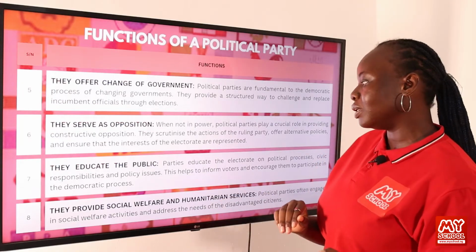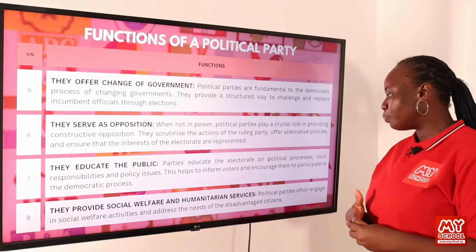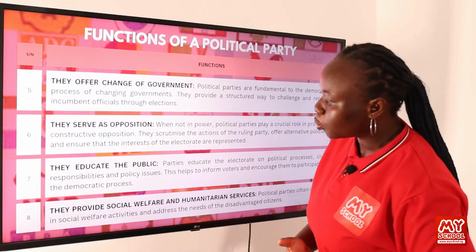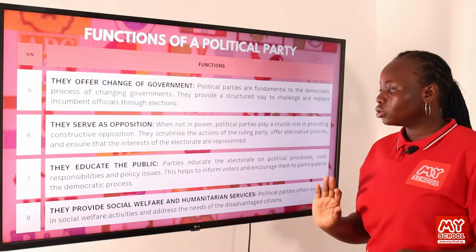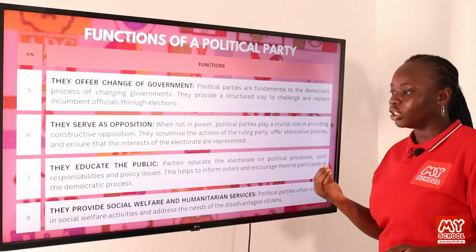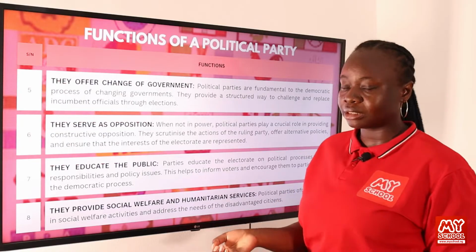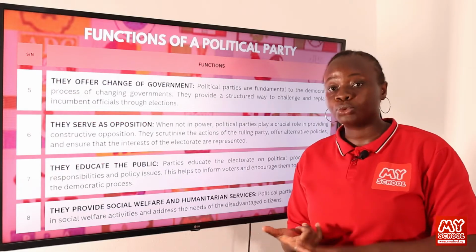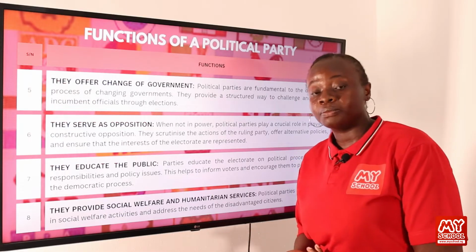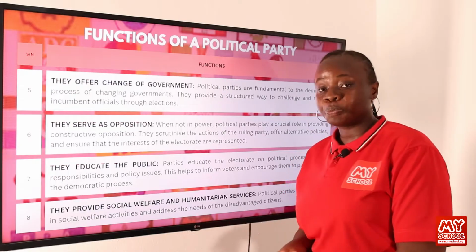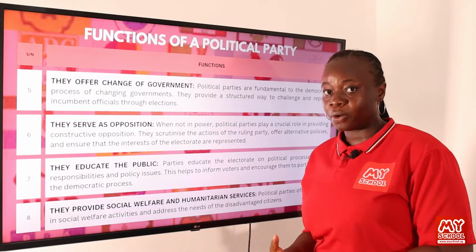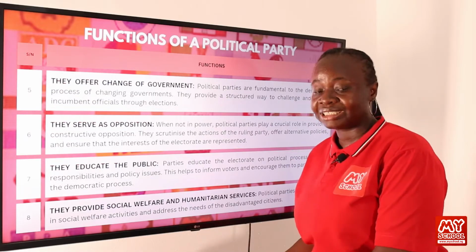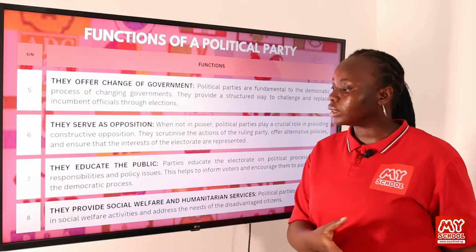They also educate the public. Parties educate the electorate on political processes, civic responsibilities, and policy issues. So this helps to inform voters and encourage them to participate in the democratic process. So political parties also help to educate the public. They help to make them aware of the various national issues, the various policies that are being implemented by those in power. So this is how they help to ensure that the citizens are aware of the things that are going on in the nation.